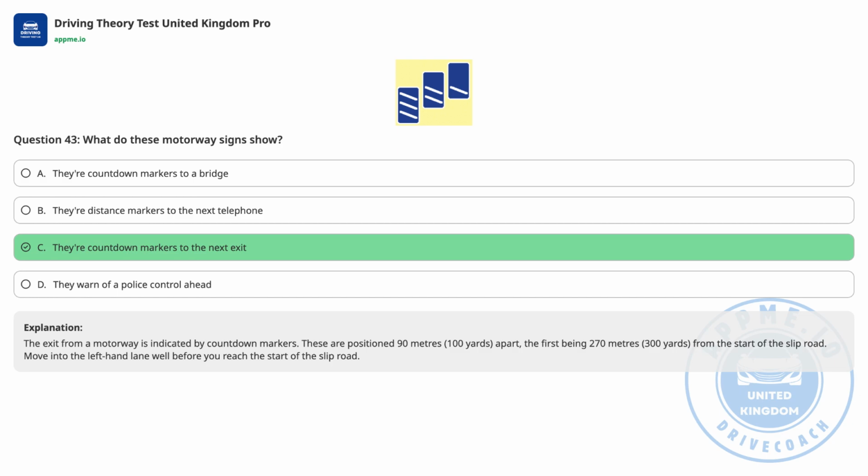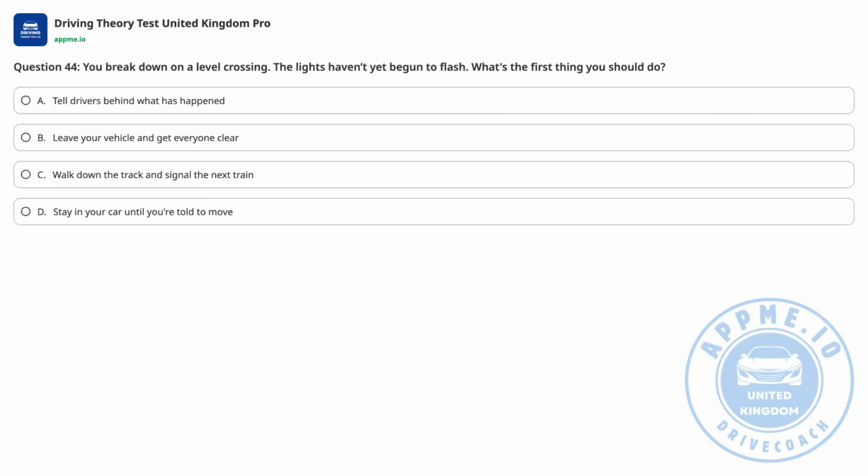The correct answer is C. Question 44. You break down on a level crossing. The lights haven't yet begun to flash. What's the first thing you should do? A. Tell drivers behind what has happened. B. Leave your vehicle and get everyone clear. C. Walk down the track and signal the next train. D. Stay in your car until you're told to move.